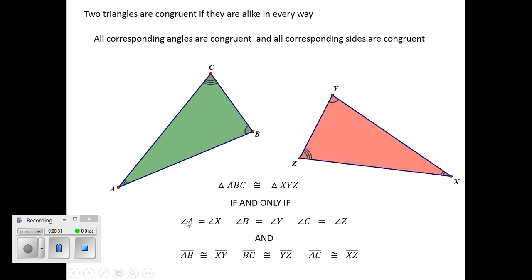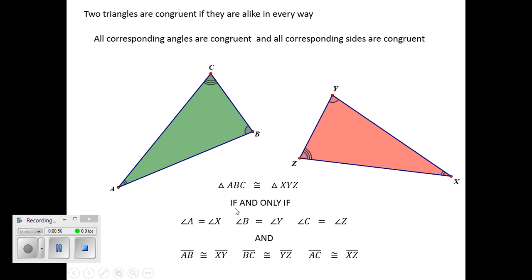All the corresponding angles, A and X, B and Y, C and Z, and all the corresponding sides, AB and XY, need to be congruent. BC needs to be congruent to YZ, AC needs to be congruent to XZ. So if the two triangles are congruent, then six parts of one are equal to six parts of the other.